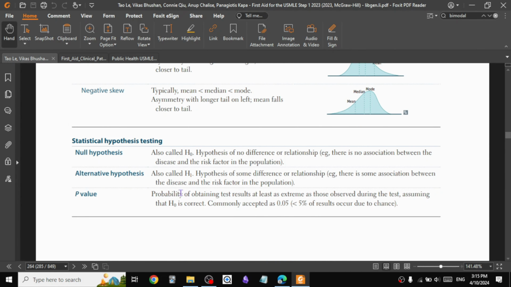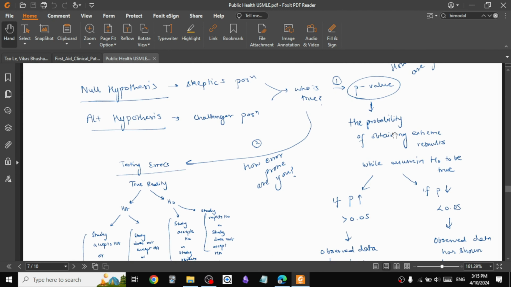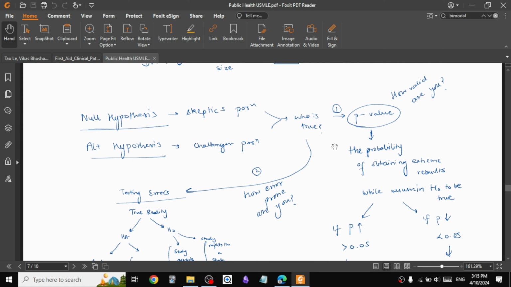So give it a characteristic. It's moderating these two. It's basically serving as a security guard, making sure that everything is working properly. It is the probability of obtaining test results at least as extreme as those observed during the test, assuming that H naught is correct. You have to assume H naught and then see how the validity of the data changes. So that was one way of knowing who is actually true. First, we build a validity area around it. Now, the next thing is, how error prone are you? So we asked the question, how valid are you?